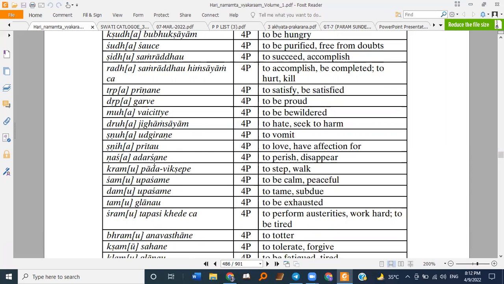Nasha Adarshane, Nashta, Nashta Moha, Smritir Labdha, Tat Prasadat. Arjuna said. So that's nashta, nash, kali mala nashana.